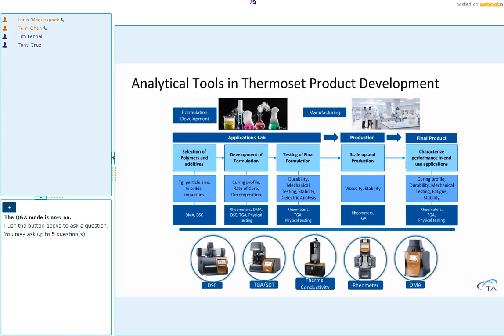Since the performance of thermosetting material is strongly influenced by the base polymer architecture, processing conditions, and filler compositions, appropriate characterization techniques become critical in thermoset product development. Over the years, many analytical tools have been used in thermoset industries, from lab-based formulation and development to processing and manufacturing. In today's talk, I would like to specifically introduce the applications of using thermal, rheological, and mechanical techniques in thermoset analysis.